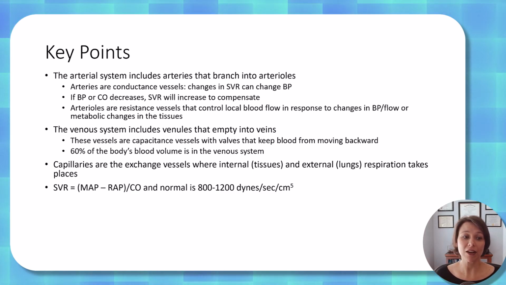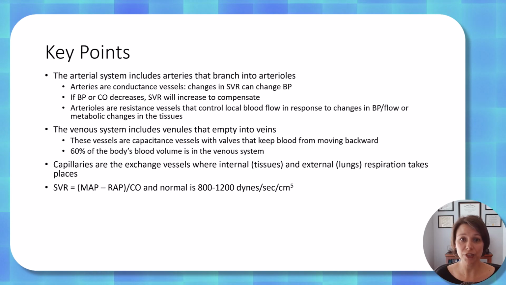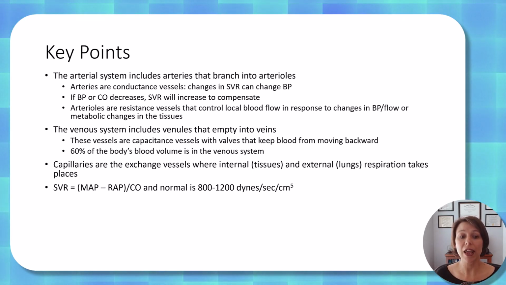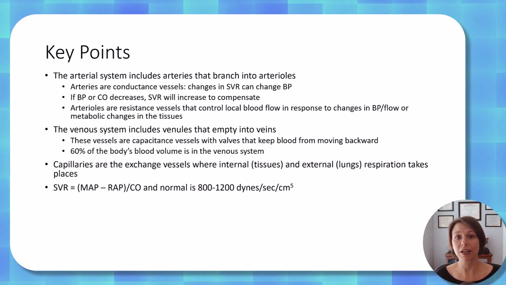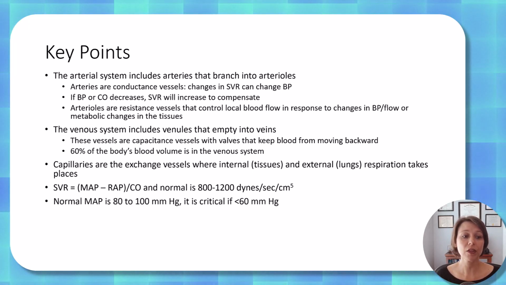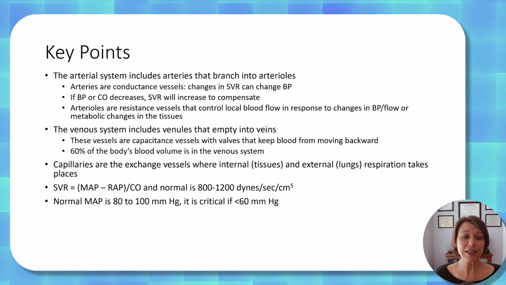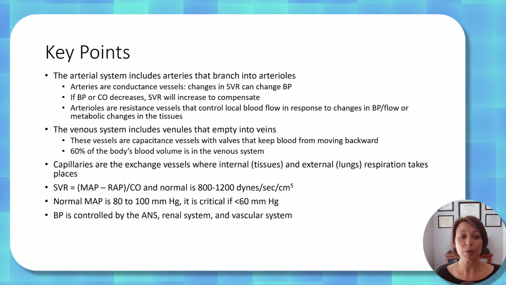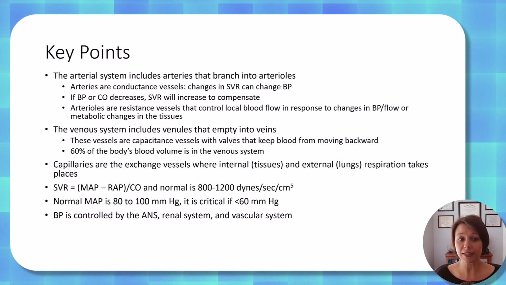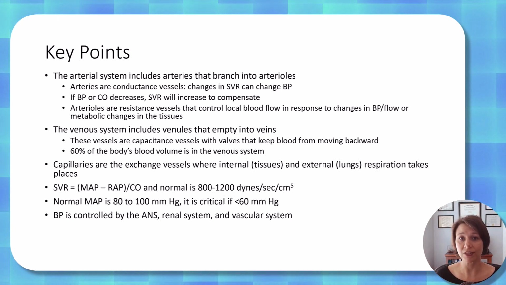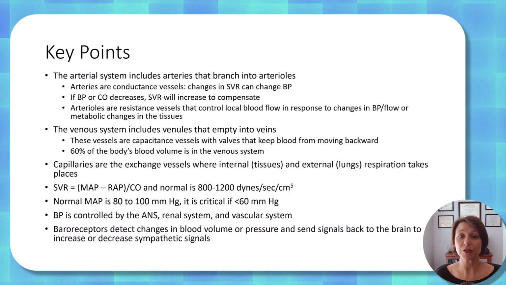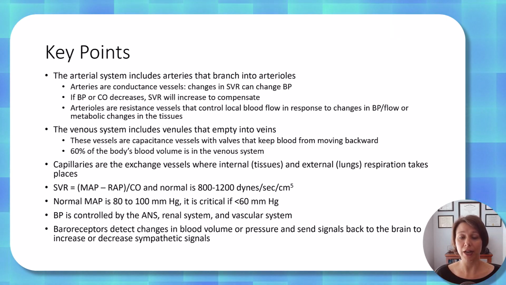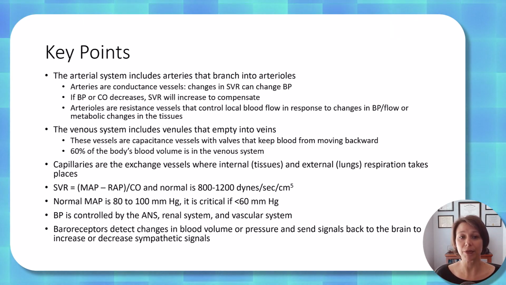SVR is equal to mean arterial pressure minus right atrial pressure, or CVP, divided by cardiac output. And normal is about 800 to 1200 dynes per second per centimeter to the fifth. Normal mean arterial pressure is 80 to 100, and it is critical if it is less than 60. Blood pressure is controlled by the autonomic nervous system, the renal system, and the vascular system. Baroreceptors detect changes in blood volume or pressure and send signals back to the brain to increase or decrease sympathetic signals.